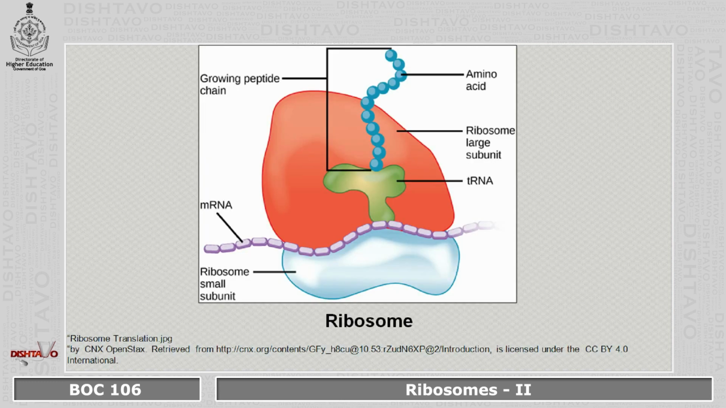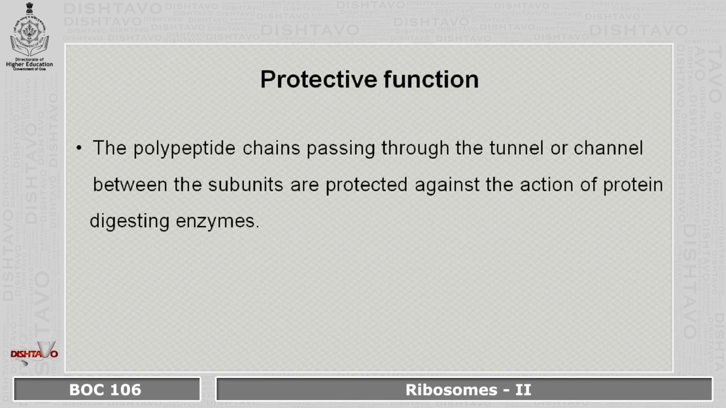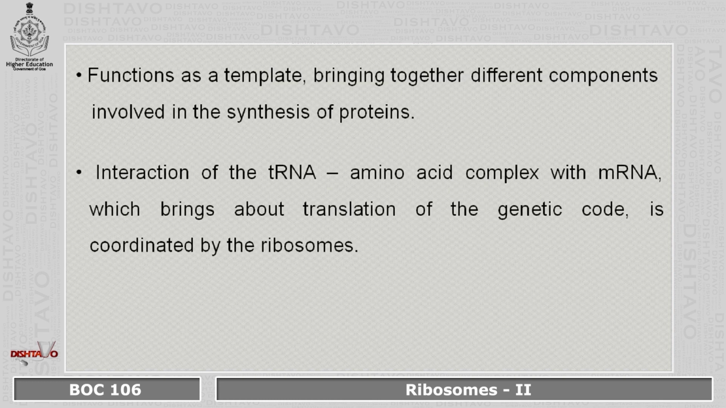Here is the structure of the ribosome showing the mRNA and the growing peptide chain. It also has a protective function. The polypeptide chain passing through the channel between the 2 subunits is protected against the action of protein digesting enzymes. They also function as a template, bringing together different components involved in the synthesis of proteins.